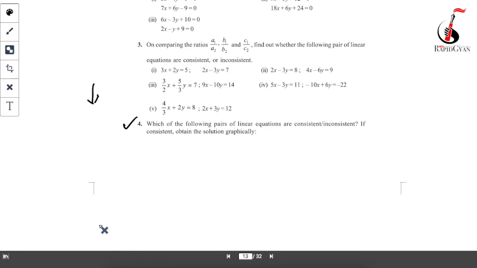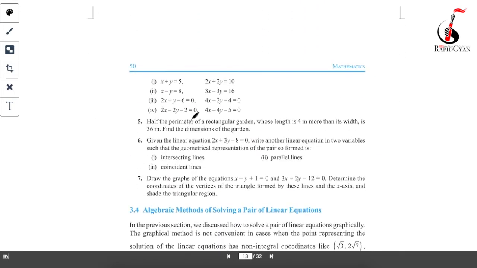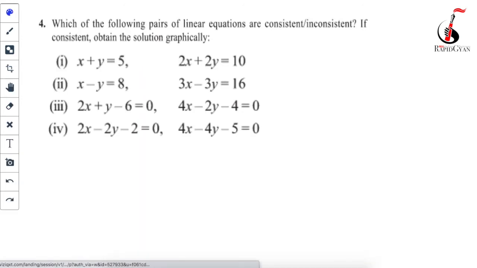Okay. Now let's go to the fourth question. What is the fourth question saying? Which of the following pairs of linear equations are consistent or inconsistent? If consistent, obtain the solution graphically. So these are the four questions given over here.